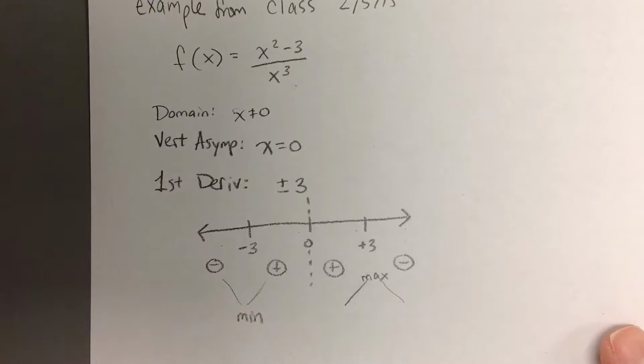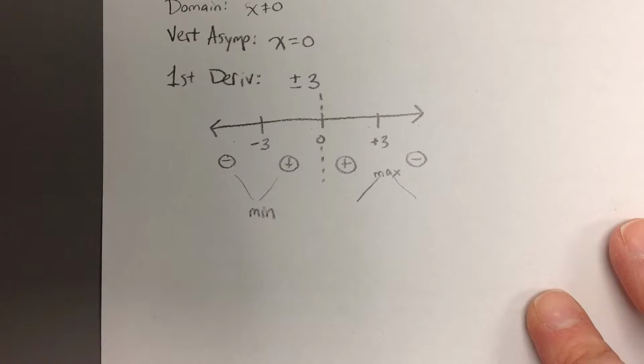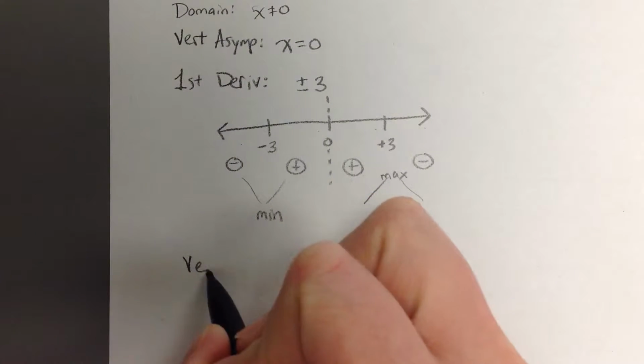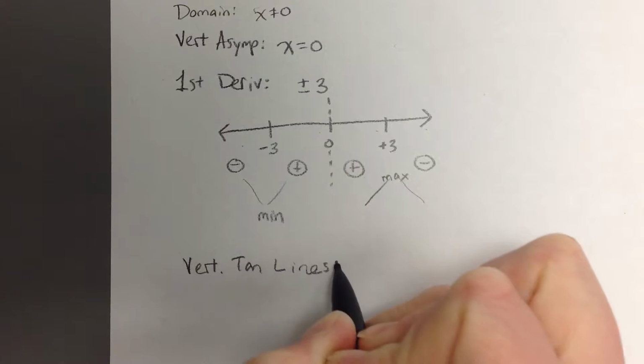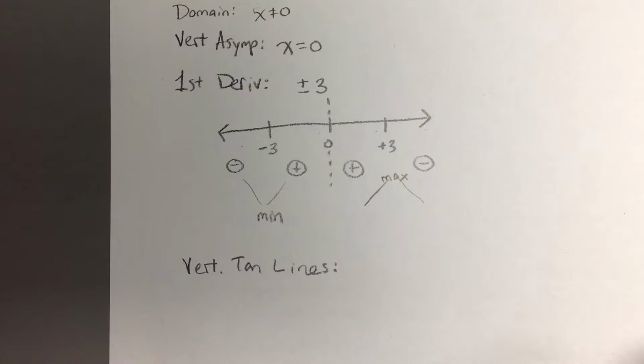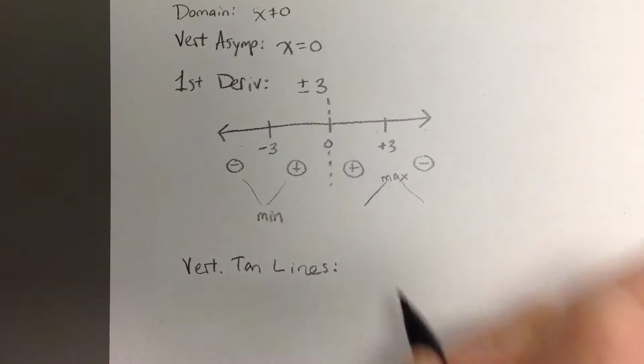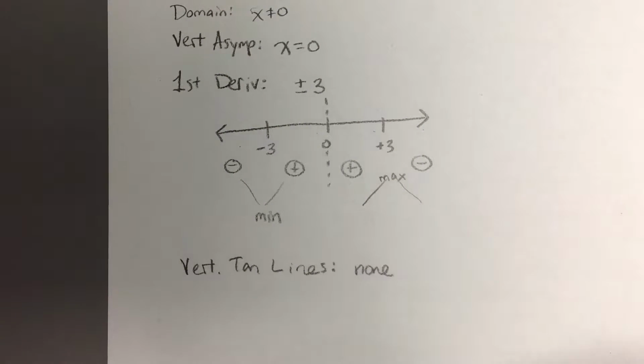Then we continued. We started talking about our vertical tangent lines, but we knew that that only happened if the first derivative was undefined, and it's never undefined, therefore we don't have any in this case. The only time that would happen is when x is 0, but we know that's not in the domain, so that doesn't really affect us here.